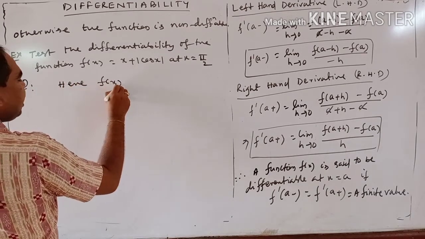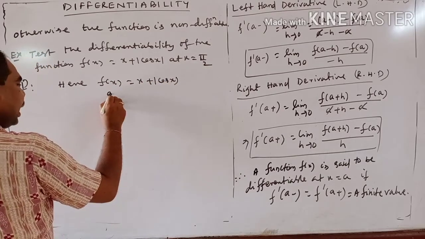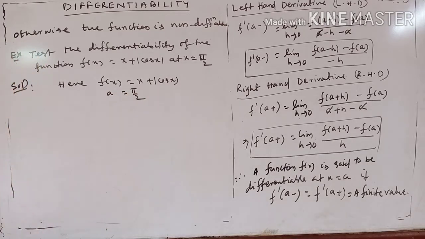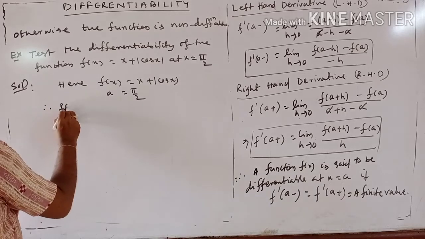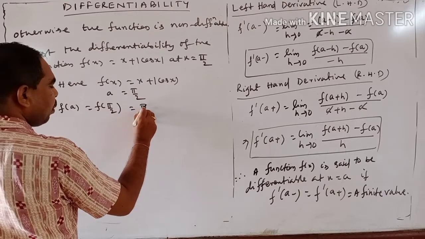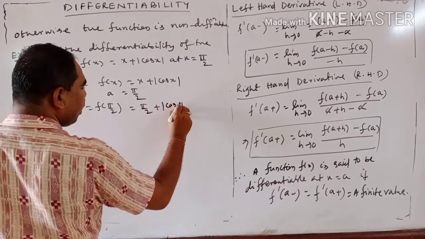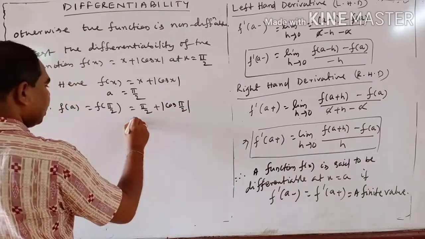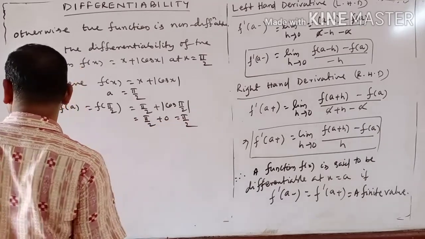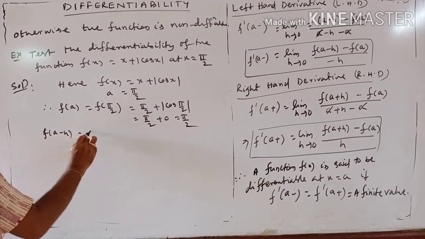Here f of x is equal to x plus mod cos x. We are checking the point pi by 2. Therefore f of a, meaning f of pi by 2, is equal to pi by 2 plus mod of cos pi by 2, is equal to pi by 2 plus 0, is equal to pi by 2.